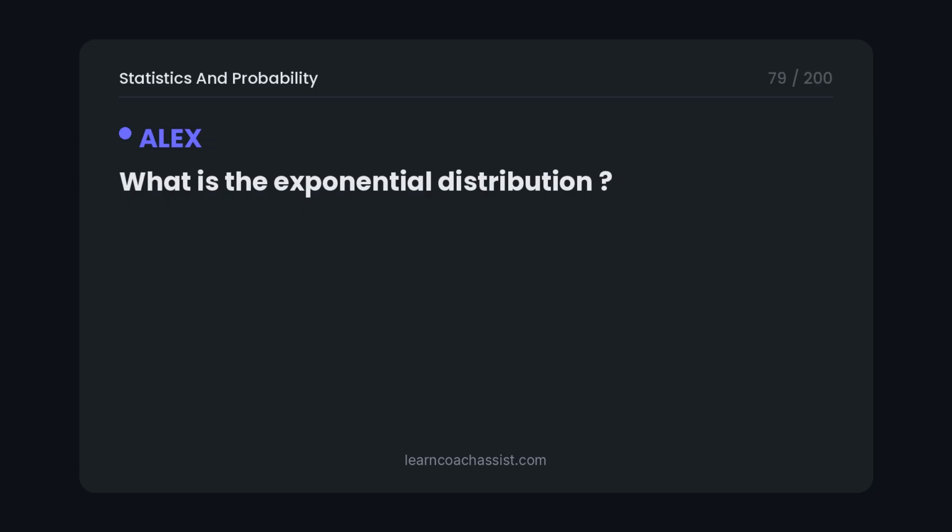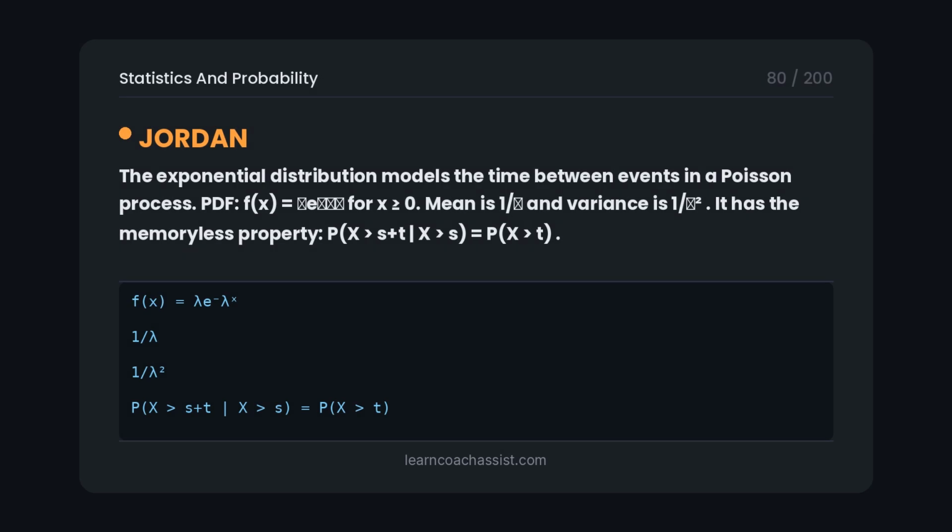What is the exponential distribution? The exponential distribution models the time between events in a Poisson process. PDF: f(x) = λe^(-λx) for x ≥ 0. Mean is 1/λ and variance is 1/λ². It has the memoryless property: P(X > s + t | X > s) = P(X > t).